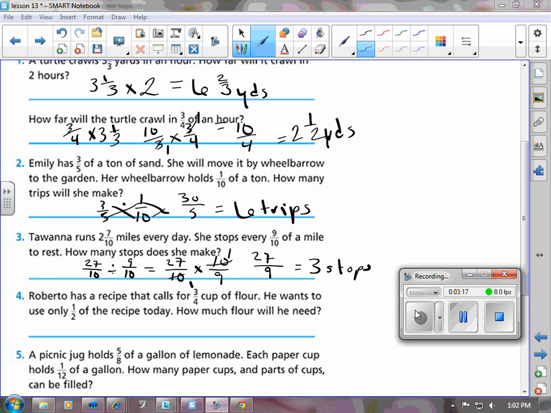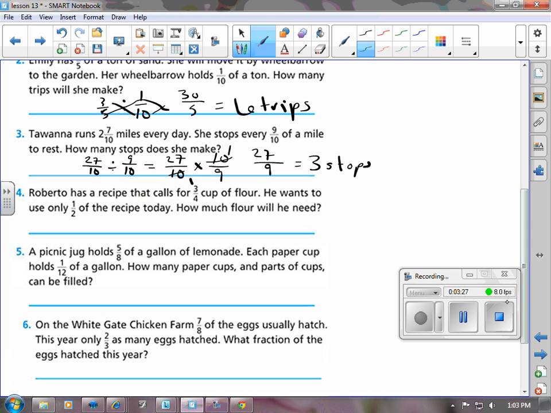Roberto has a recipe that calls for 3/4 of a cup of flour. He wants to use half of the recipe. How much flour will he need? This is actually a multiplication. I know that seems counterintuitive because he's going to do half the recipe, but what you're going to do is take 3/4 and multiply it by half because you want to end up with a smaller fraction. So he's going to use 3/8 of a cup.